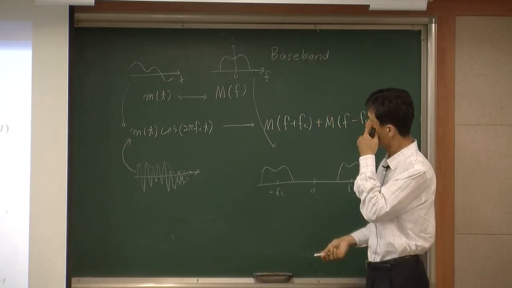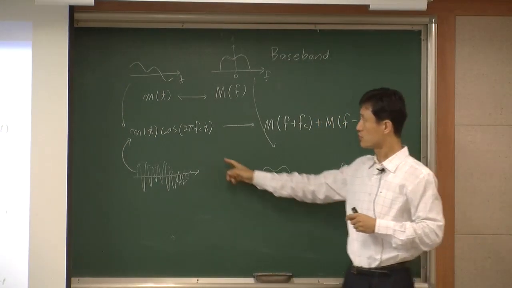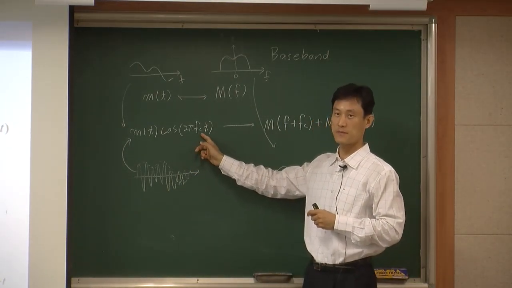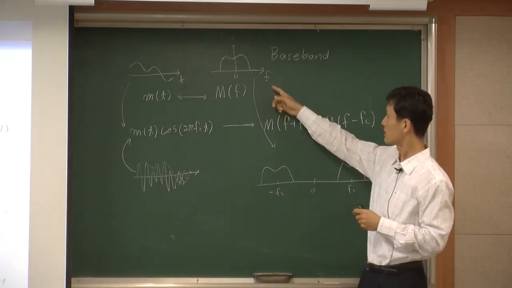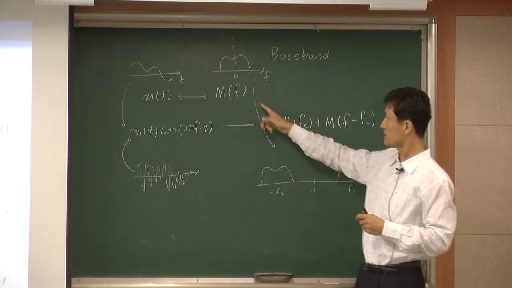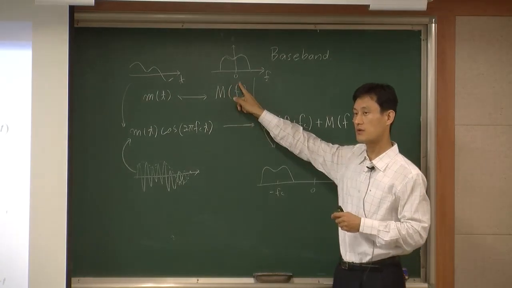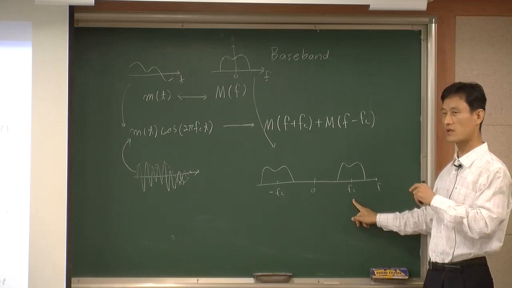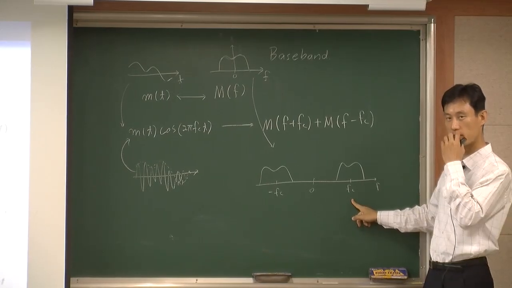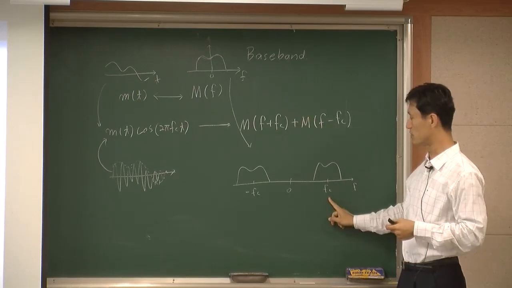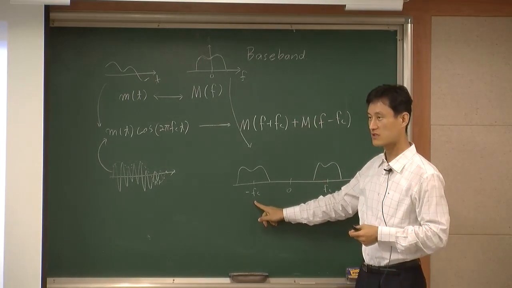And now, by modulation, or by multiplying cosine Fc, this becomes this way. Now the center frequency is not 0. It actually moves, shifted to Fc. So this is like a frequency shifting or modulation. Remember that we discussed that last week? So now the center frequency moved to Fc and also minus Fc.